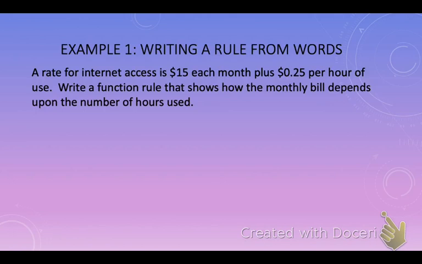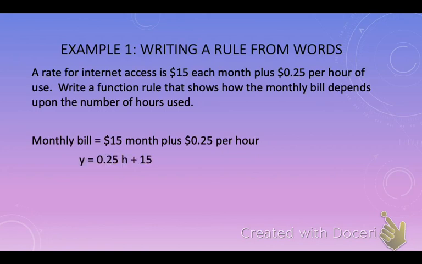Again, if you need to pause the video, pause it. So my monthly bill, as I said, equals my $15 a month plus 25 cents per hour. So I can write that in the y equals mx plus b form, where y is my monthly bill. I have 0.25 per hour plus the 15. There I go. I've written it in y equals mx plus b form.